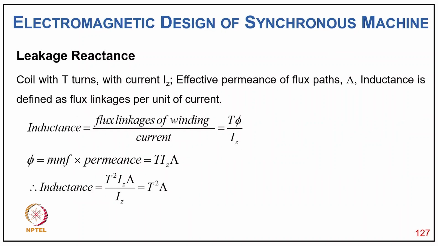So now leakage reactance: the coil with T turns with current Iz, effective permeance of flux path. Inductance is defined as the flux linkage per unit of the current. So inductance equals flux linkages of the winding divided by current. So T phi upon Iz, and phi equals MMF into permeance, that is T into Iz into rho, and inductance is T square Iz into rho by Iz, that is T square rho.